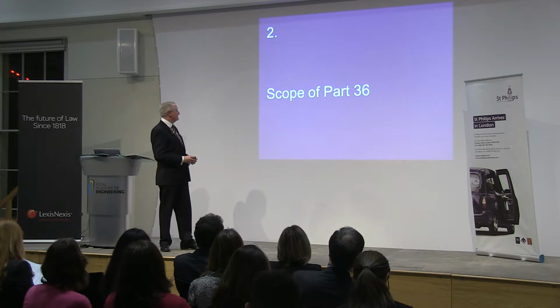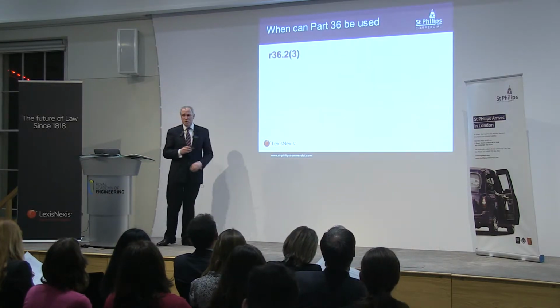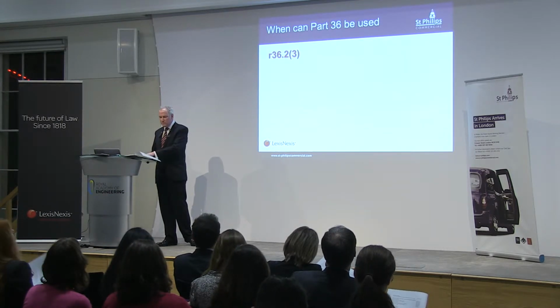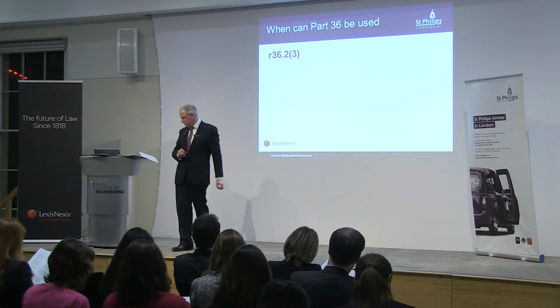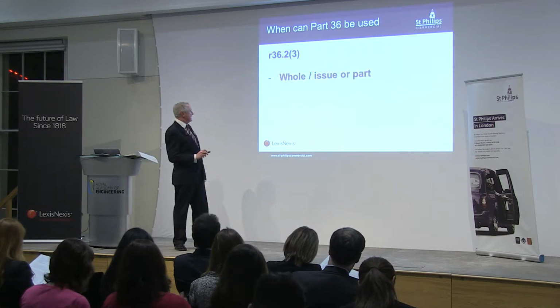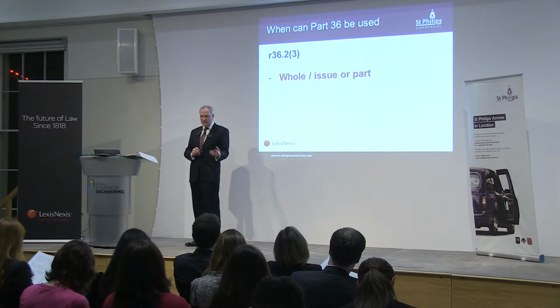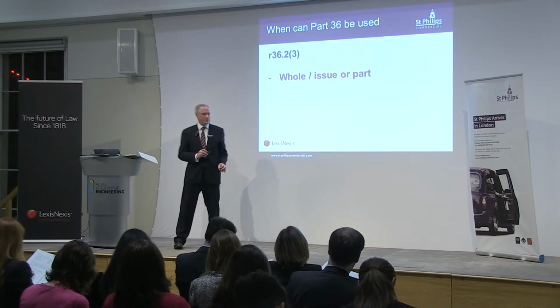mentioned in opening. What we've started with here is in Rule 2, at paragraph 3 of it, there's a statement of when you can use Part 36, which simply wasn't there in this way before. And what does it tell you? You can use it to settle the whole of a claim, or part of a claim, or an issue in a claim. No change there. That was in the old rules.